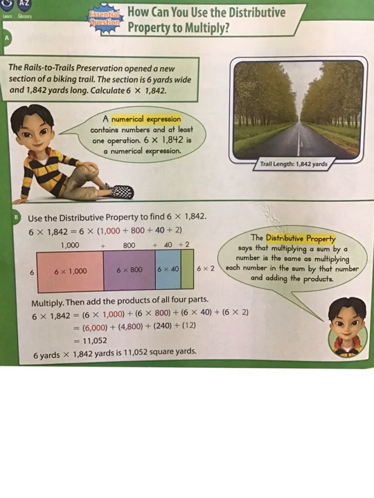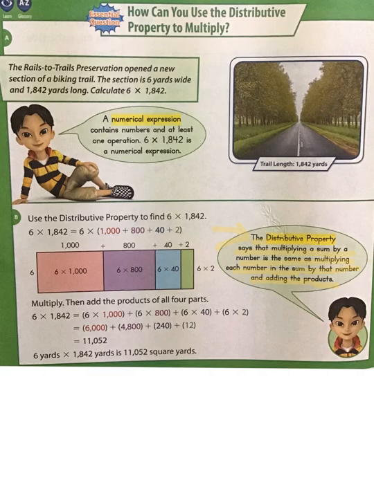Today we are going to learn how to use the distributive property to multiply. If we look down here at this bubble, it says the distributive property says that multiplying a sum by a number is the same as multiplying each number in the sum by that number and adding the products. I know it sounds a little confusing, but we are going to work through it together.